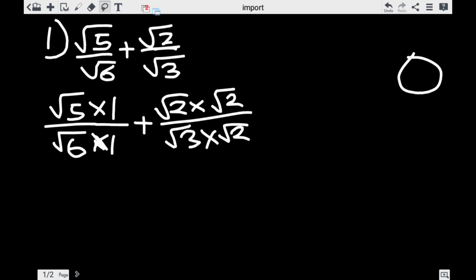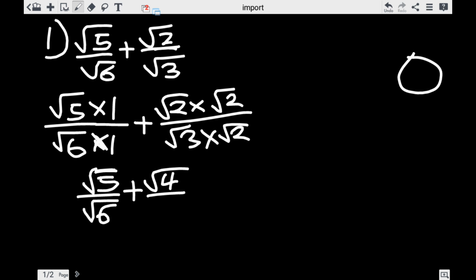So let's multiply. Root 5 times 1 is root 5, and root 6 times 1 is also root 6, plus root 2 times root 2, which is basically root 4, and root 4 is 2. Keep that in mind. What is root 3 times root 2? Root 3 times root 2 is root 6. So this is the square root of 6.